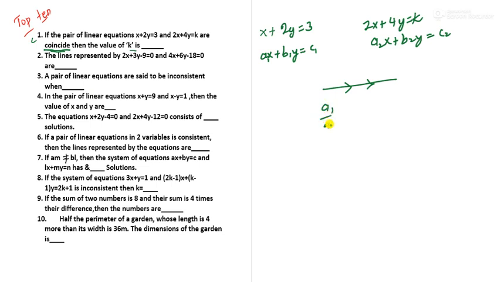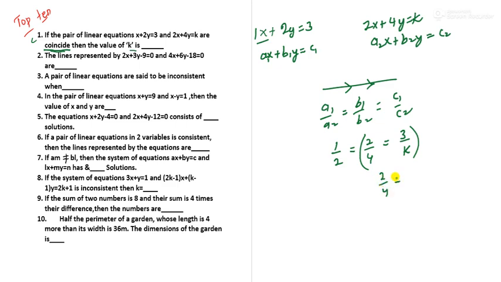The condition is a1 by a2 is equal to what? It is equal to b1 by b2, right? And that is equal to c1 by c2. So you have to just substitute the coefficients here. a1 is 1, so it is 1 by 2 equals 2 by 4, and that is equal to 3 by k, correct. So if you equate any one value like 2 by 4 equals 3 by k, you will get the answer. 2k is equal to 12, so k equals 12 by 2, which is equal to 6. So the value of k is how much?